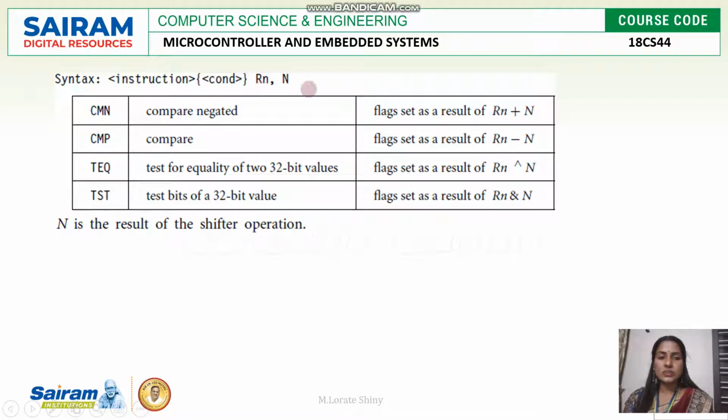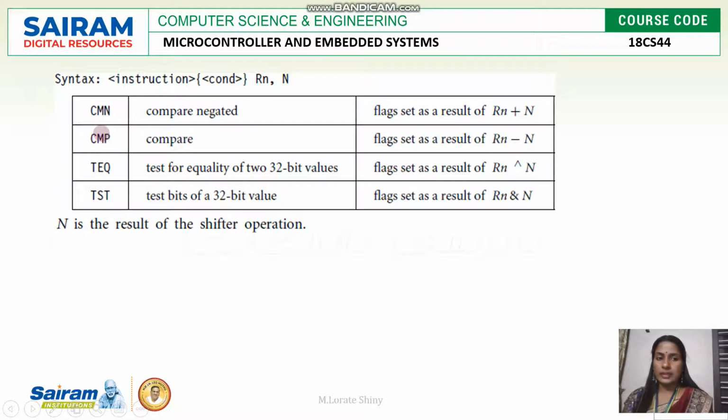And there are only two operands. The operands are Rn and n. There is no Rd, because the Rd register is used to store the result. In compare we will not store the result. We will do some operation based on the result. Only the CPSR flag will be set.